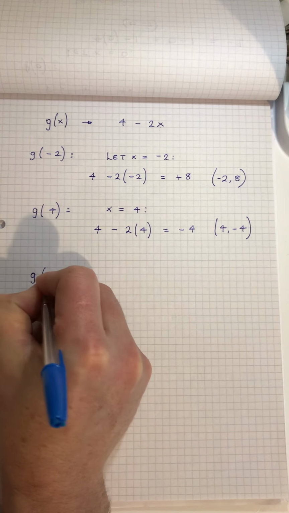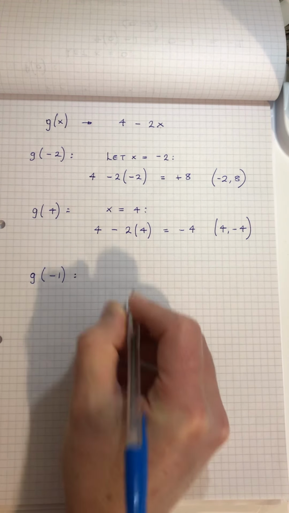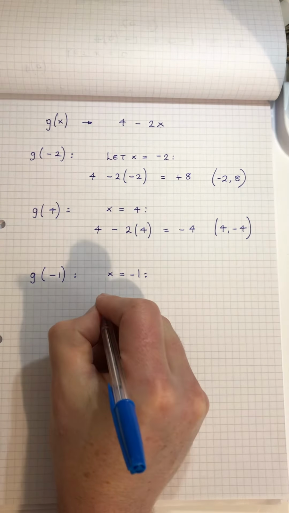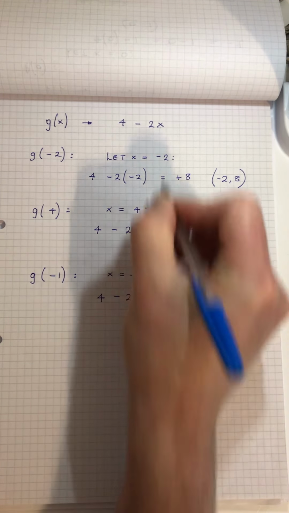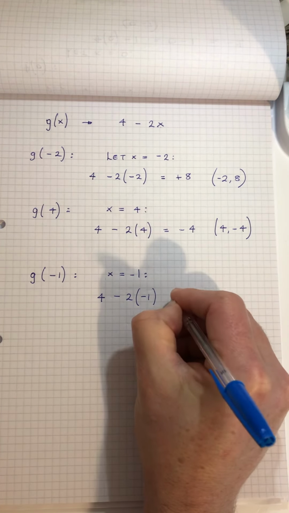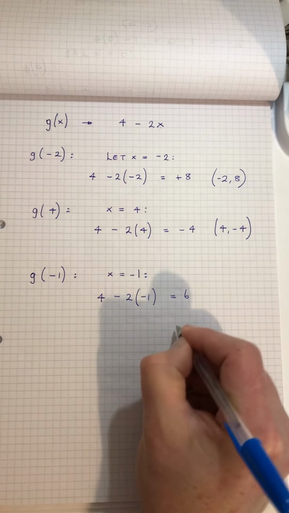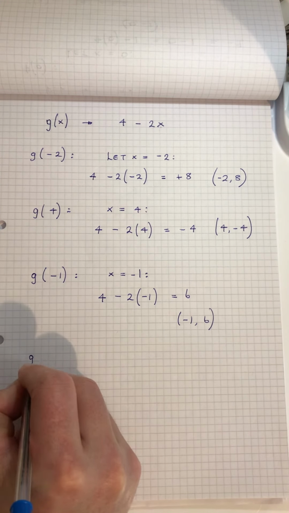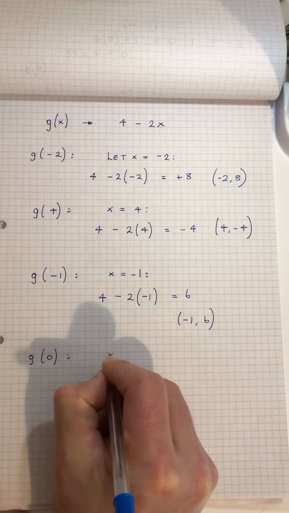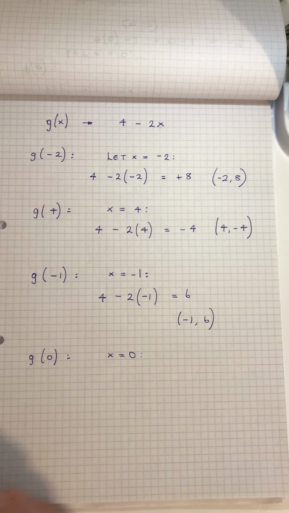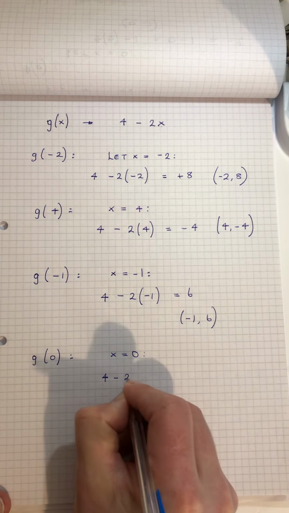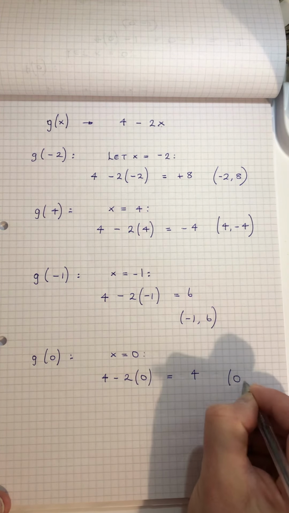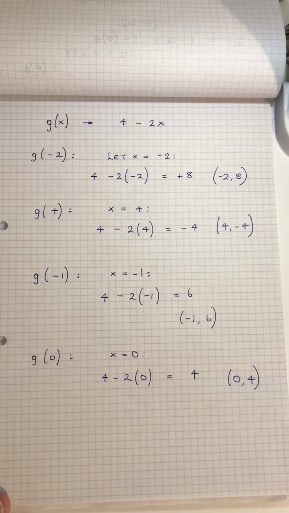If I said g of minus 1, x would be equal to minus 1. So 4 minus 2 in brackets minus 1 is equal to 6. Minus 1, 6. If I said g of 0, you'd let x equal to 0. So 4 minus 2 and in brackets 0 is equal to 4. So put in 0 and you get out 4.